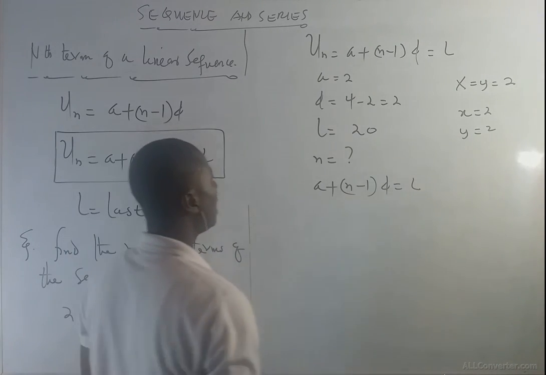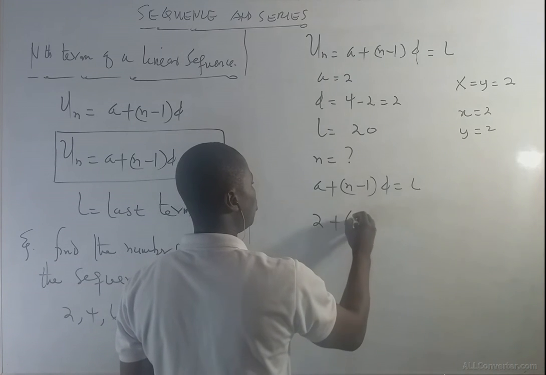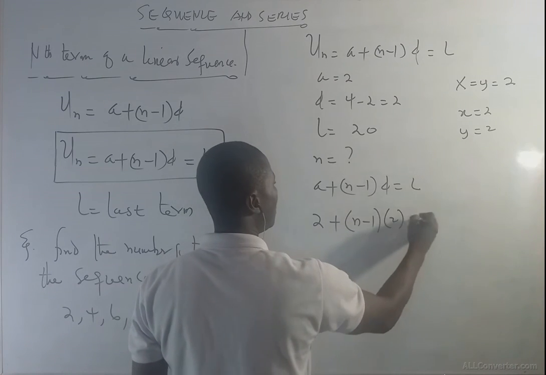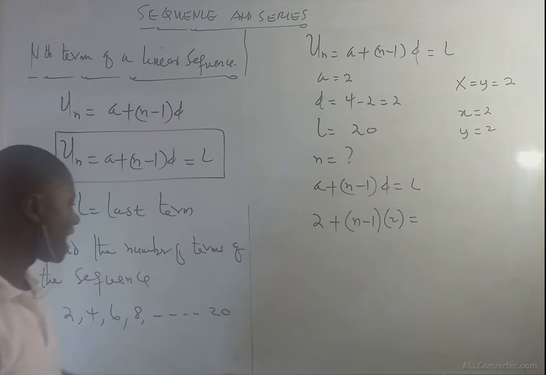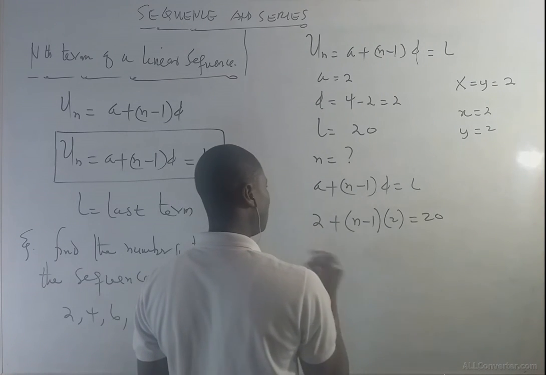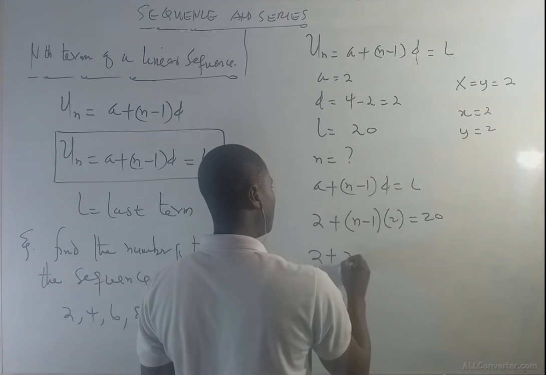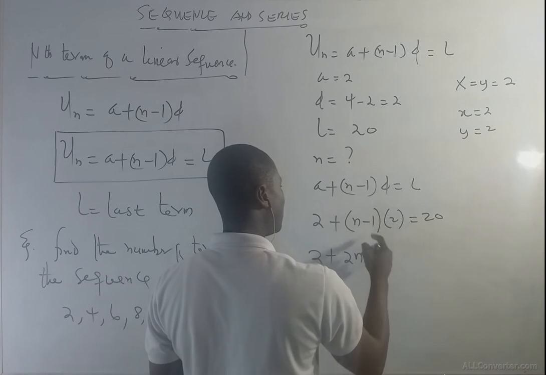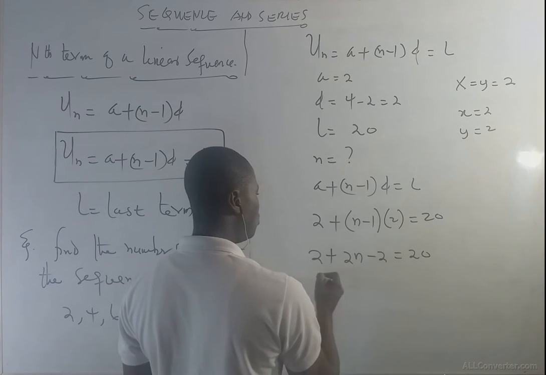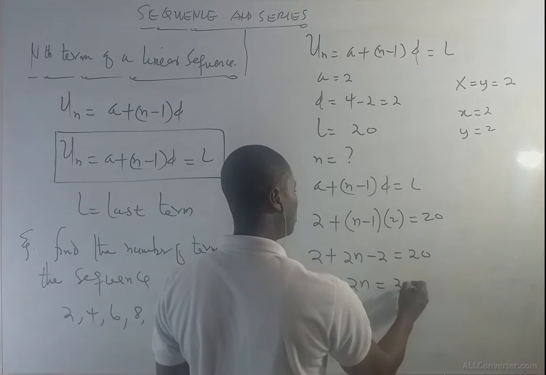Now, our first term from the question is 2. The n is not known, so we have n minus 1, but the common difference is known. Common difference is 2. And the last term of the sequence has been given to be 20. So we have 20 here. Now we simplify. We have 2 plus 2 times n will give us 2n. Then 2 times minus 1 will give us minus 2, and this is equal to 20. Now 2 minus 2 will give us 0. So we have 2n on the left-hand side is equal to 20.